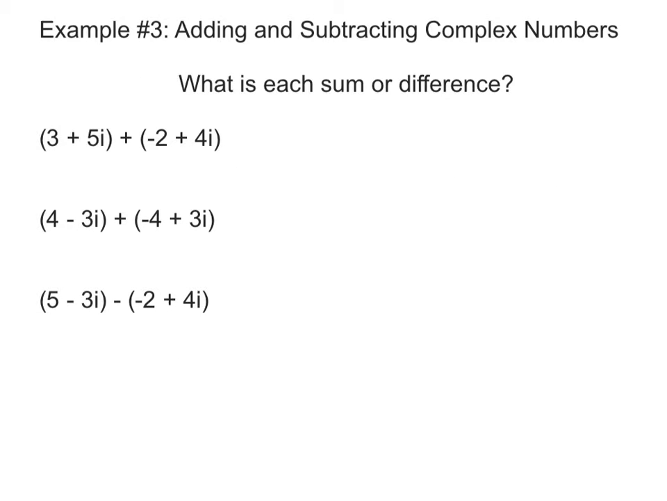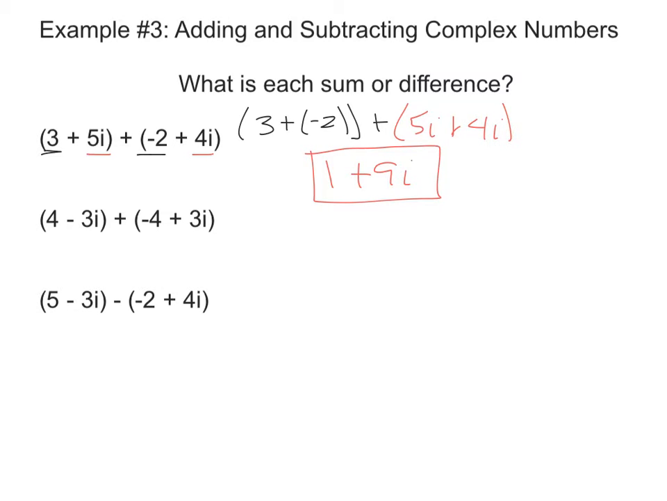In example 3, we are adding and subtracting complex numbers now. And so when we're adding or subtracting, first of all, with adding, you are just combining like terms. That is it. So the like term that matches with 3 is -2. So really that's like saying 3 plus -2. And then we need to combine our i's. So that would be, for example, 5i and 4i. So 5i plus 4i. So in total, our answer would be 1 plus 9i.